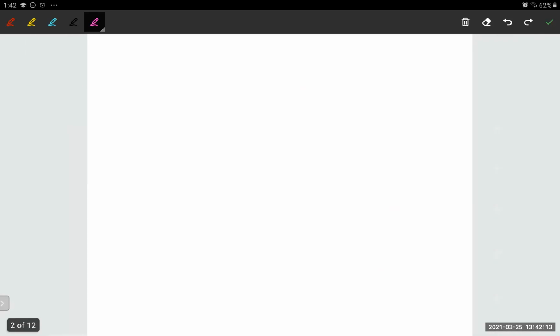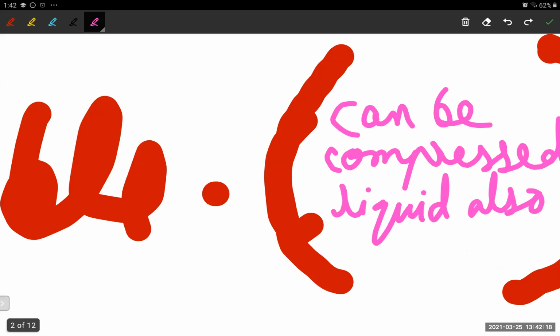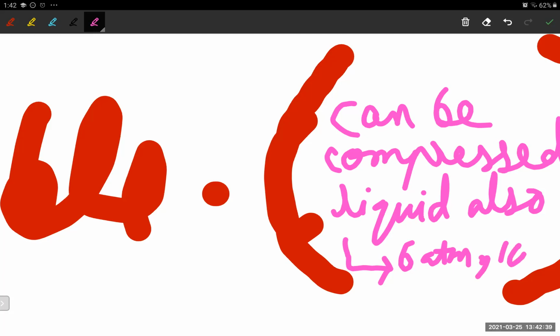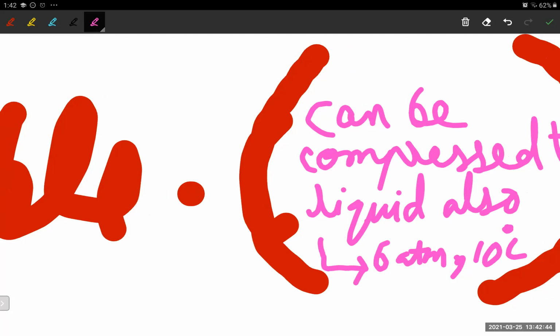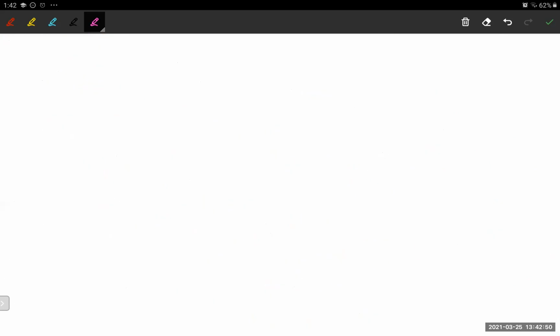One more piece of information I wanted to give you all is that it can be compressed to liquid also. Please make a note of the temperature at which it becomes toxic, meaning dangerous, very dangerous, fatal. What is the condition? It's 6 atm, that is atmospheric pressure, and 10 degrees Celsius. Understood? At this temperature, it can be compressed to liquid. Understood? Next, the solubility experiment.